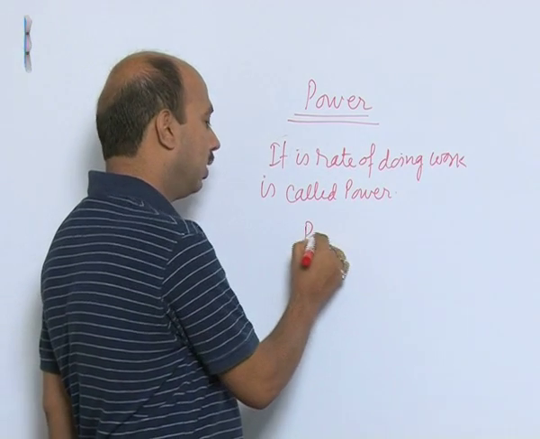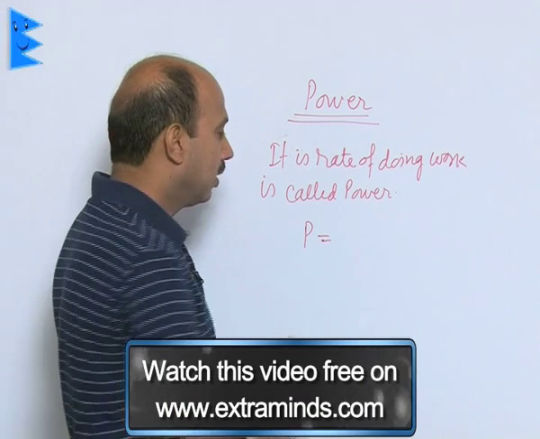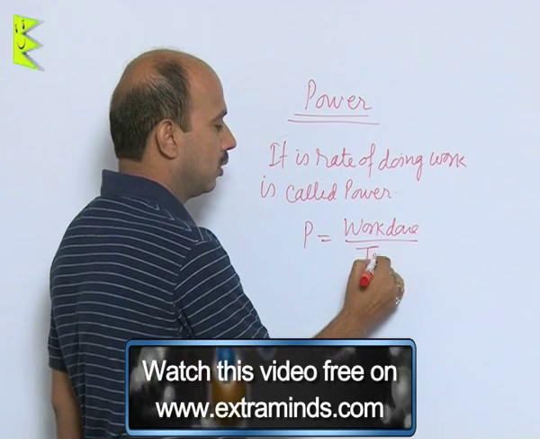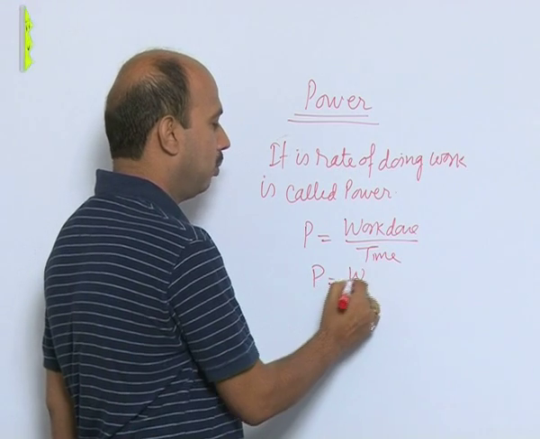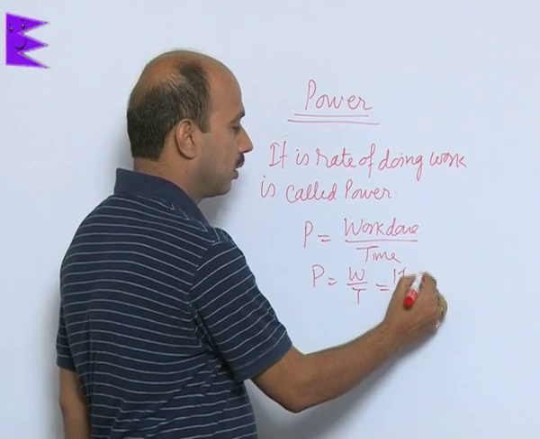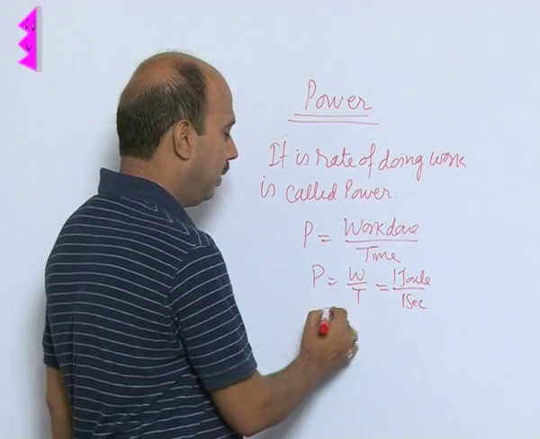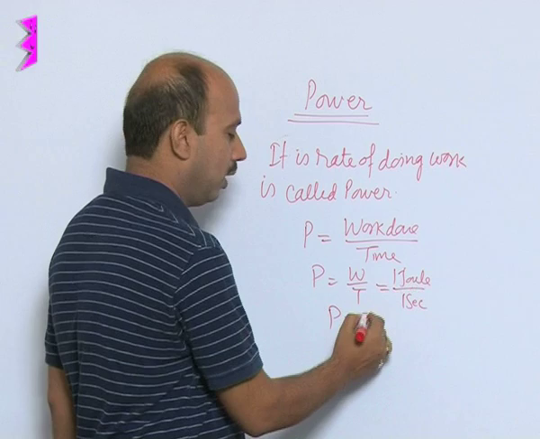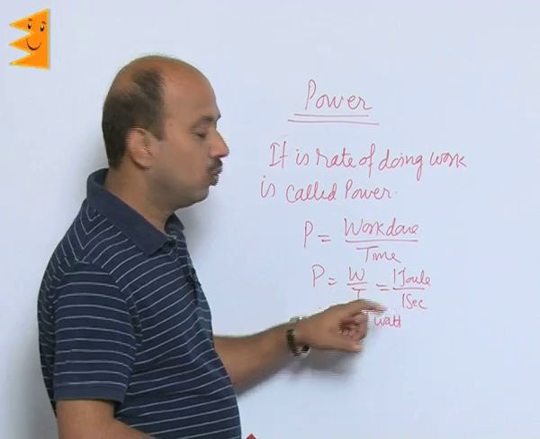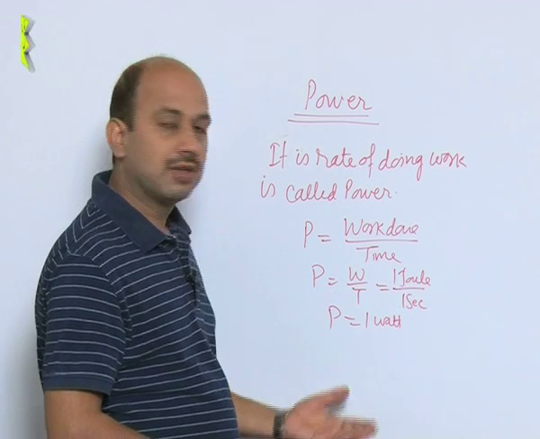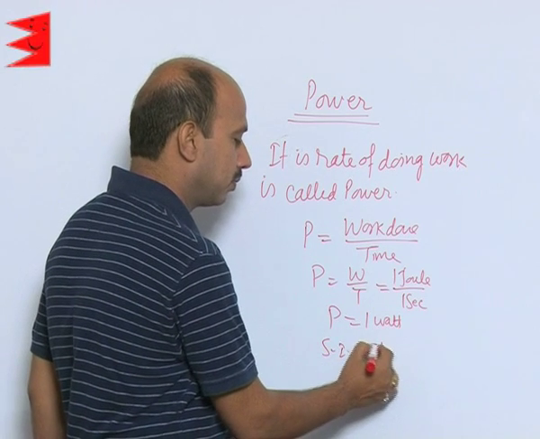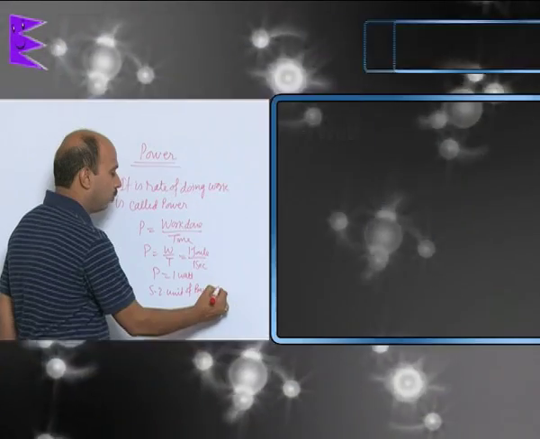We can write power is equal to, we have taken symbol P, for that W upon, that means work done upon time. So, we can write power is equal to W by T. If you measure work done in joule and time is in second, power is equal to 1 watt. When the work is done at the rate of 1 joule per second, power is said to be 1 watt. So, the SI unit of power is watt.